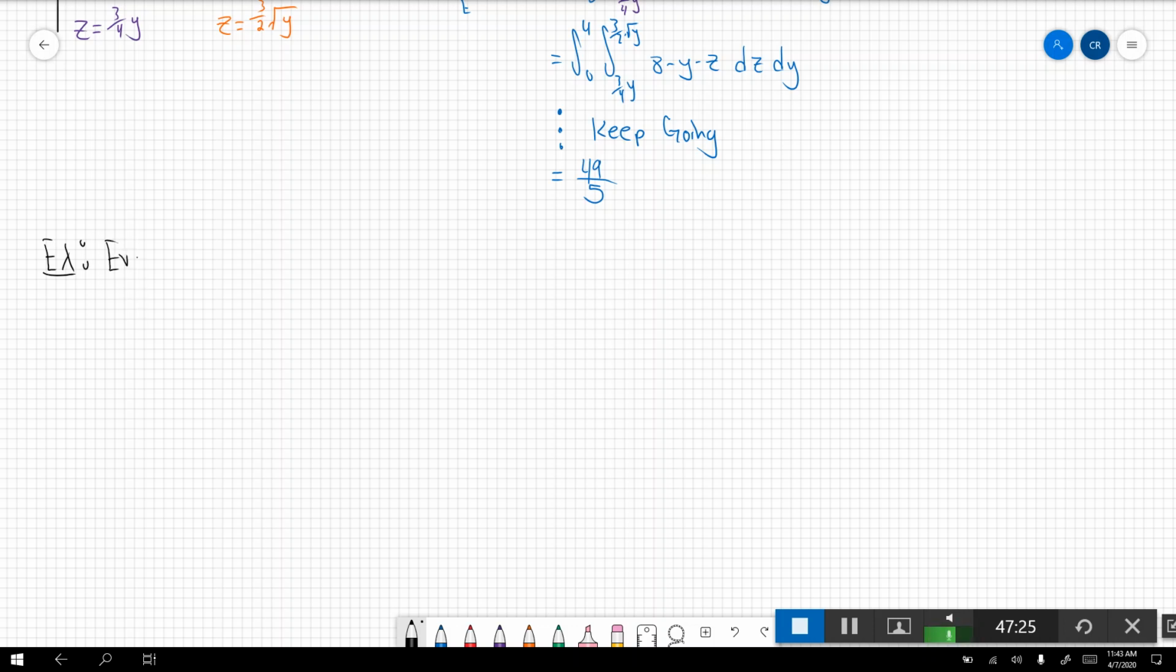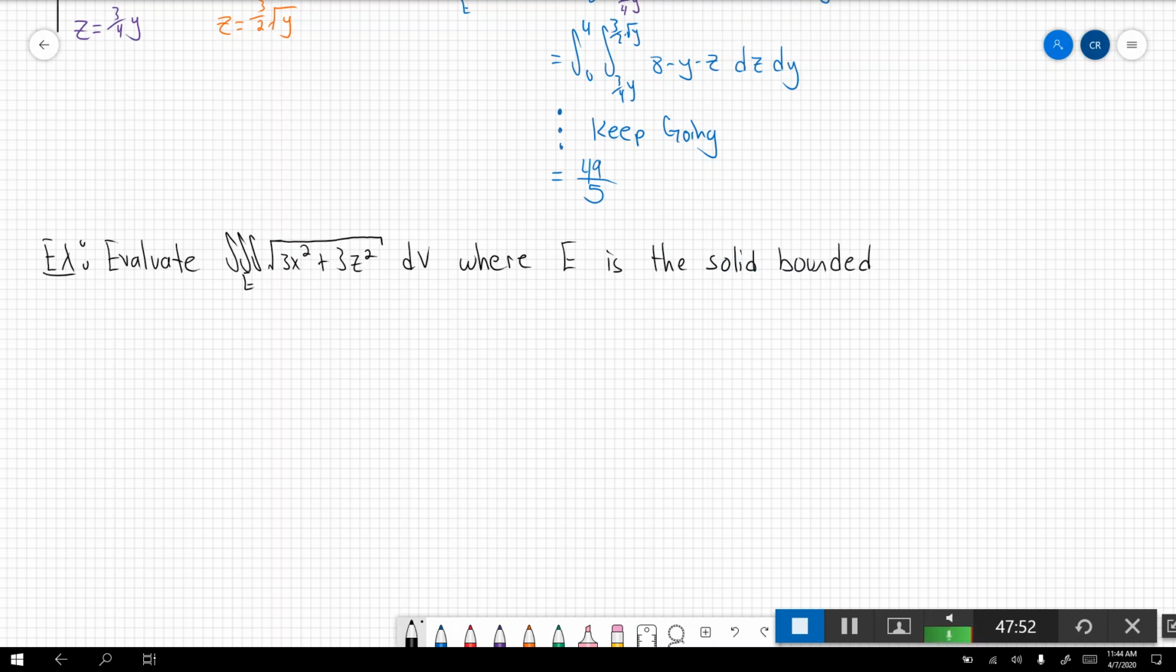It says to evaluate this triple integral over this region, for 3x squared plus 3z squared dV, where E is the solid bounded by y is equal to 2x squared plus 2z squared, and the plane y is equal to 8.